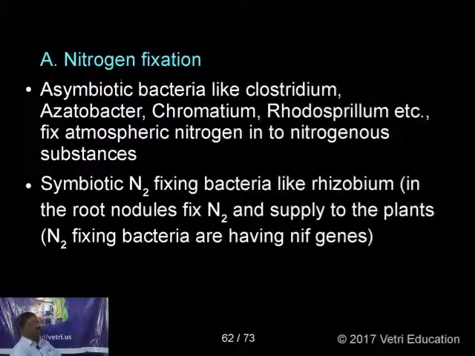They are first separated into symbiotic and asymbiotic bacteria. Asymbiotic bacteria like Clostridium, Azotobacter, Chromatium, Rhodospirillum, etc. fix atmospheric nitrogen into nitrogenous substances in the soil. And symbiotic nitrogen fixing bacteria like Rhizobium fix nitrogenous materials in the root nodules of legume plants. So they supply it to the plants.